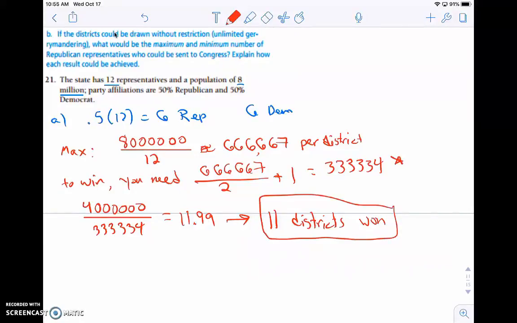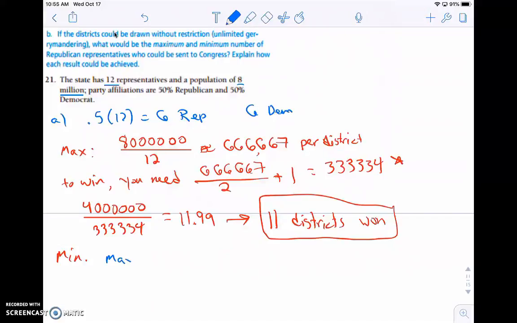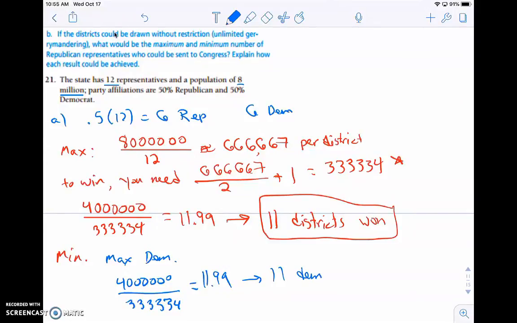So that's the maximum. Now, in order to find the minimum, we would have to find the maximum number that the Democrats could win. If we look at the max for Democrats, it's actually going to be the exact same number because their population is exactly half. So we do the same calculation here, and it would be 11.99. So the max for the Democrats is not 12, it's 11. So 11 is the Democrats' max as well.